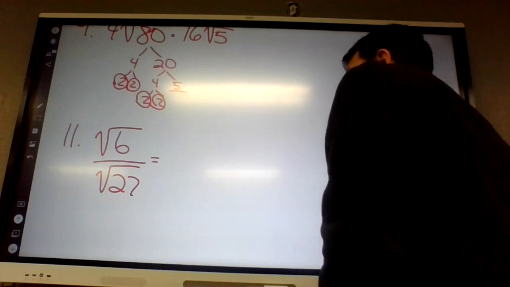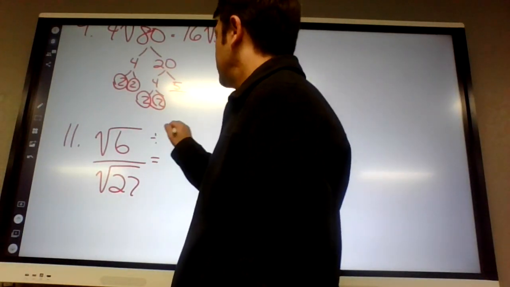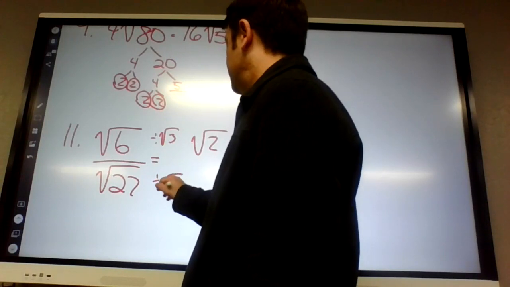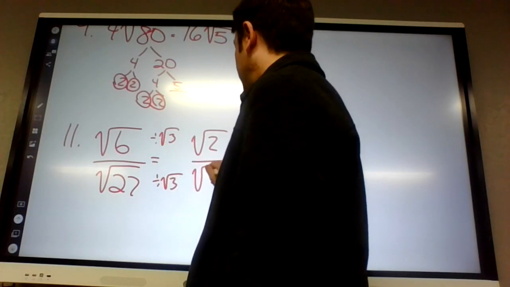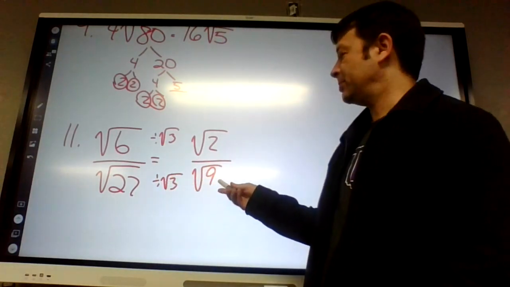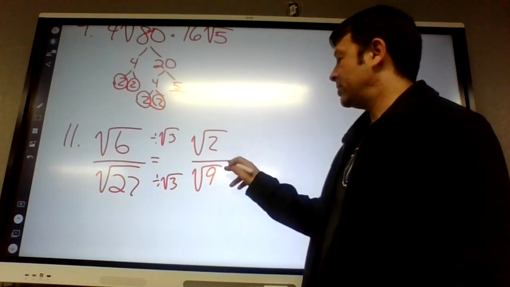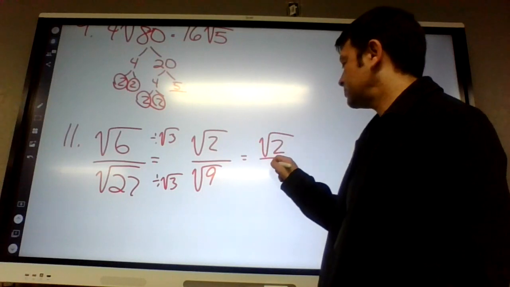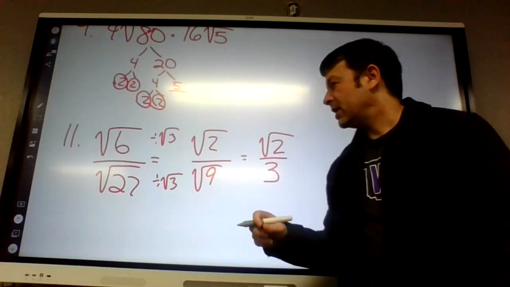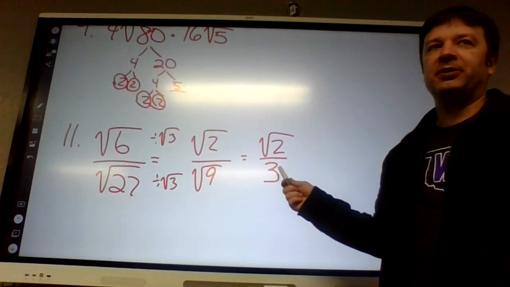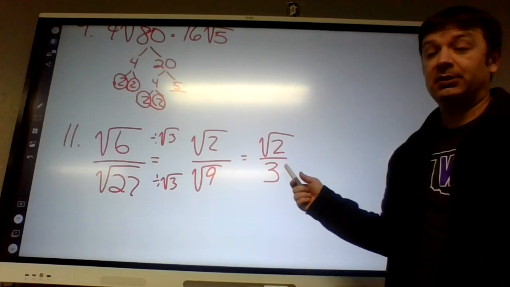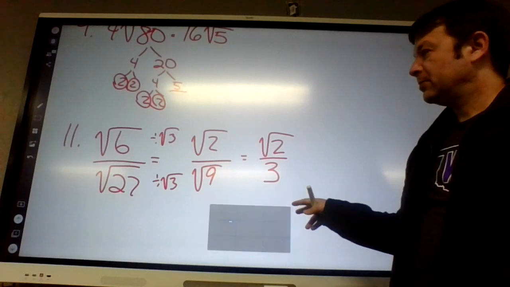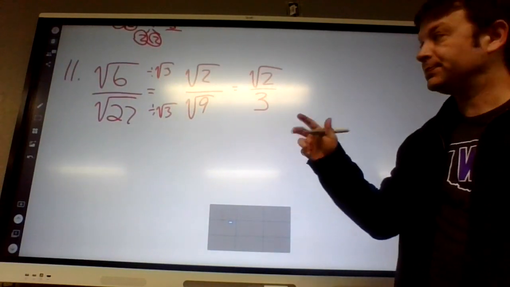So the top becomes square root of 2. The bottom becomes square root of 9. Anything else we can do before we multiply? Square root of 9 becomes 3. So it has pretty much simplified itself. There is no more square root on the bottom, so we don't have to use that trick. That was convenient. But on 13, I don't know.